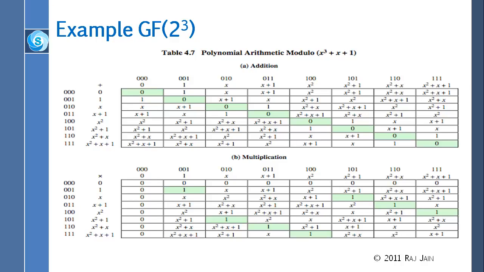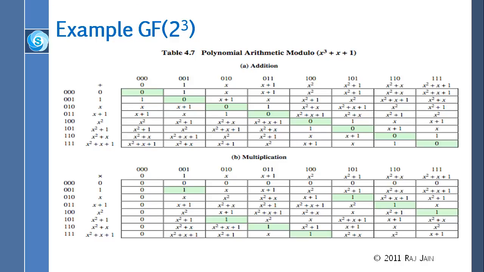Let's do another example of multiplication. Choose one: x squared plus x plus 1 times the same polynomial. We multiply this by longhand. Multiplying by x squared, we get x raised to 4 plus x raised to 3 plus x squared. With x, we get x raised to 3 plus x squared plus x. With 1, we get x squared plus x plus 1. We add up, and we get x raised to 4 plus x squared plus 1.